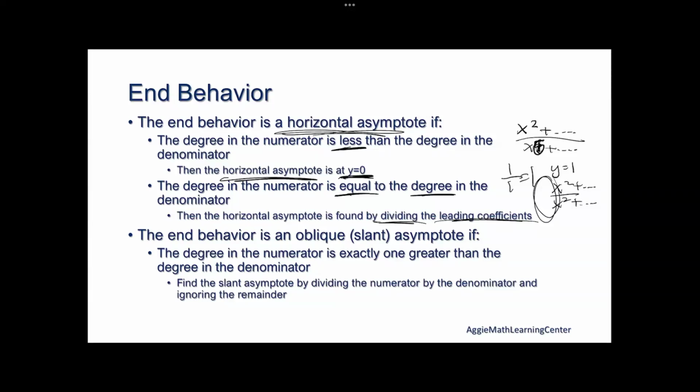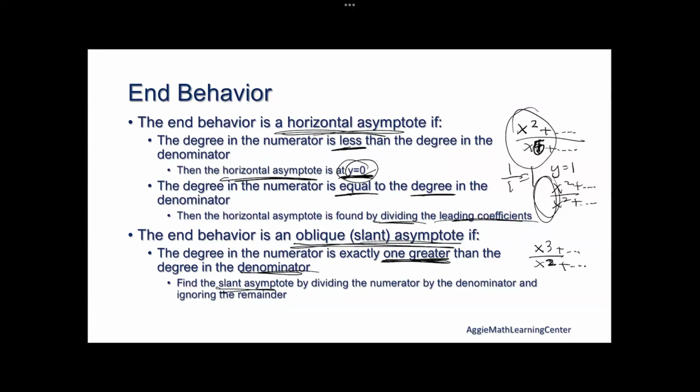And the end behavior is an oblique slant asymptote if the degree in the numerator is exactly 1 greater than the degree in the denominator. Up here I said the denominator could be any degree higher and still have the horizontal asymptote at y equals 0. For this one, the numerator has to be exactly 1 greater for us to have an oblique asymptote. So it'd have to be like x cubed over x squared.